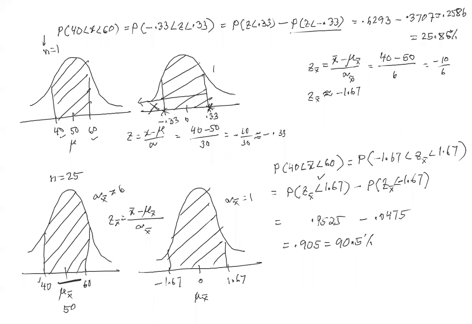Compare this with the individual case. For the individual, the score could fluctuate a lot. I mean the time spent. So for an individual, it is 25.86%. But for a group of 25 people, the same interval would give you a probability of 90.5%. So that's the difference.